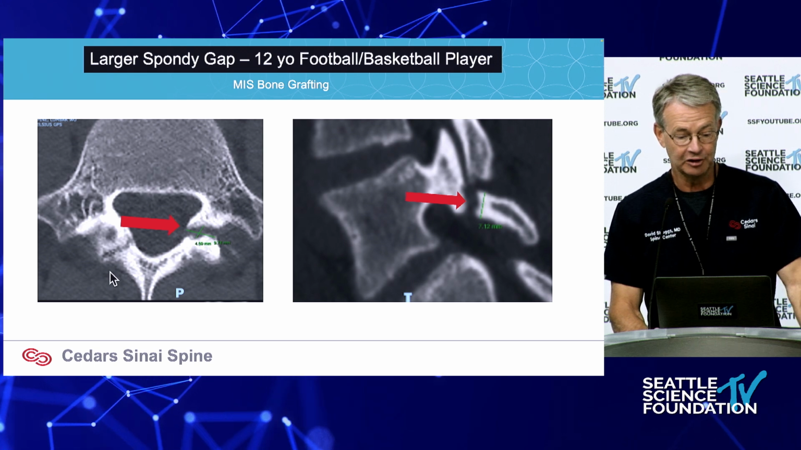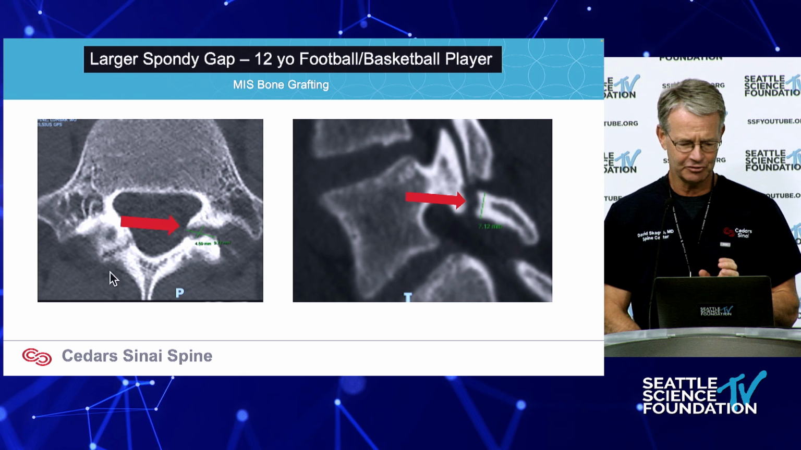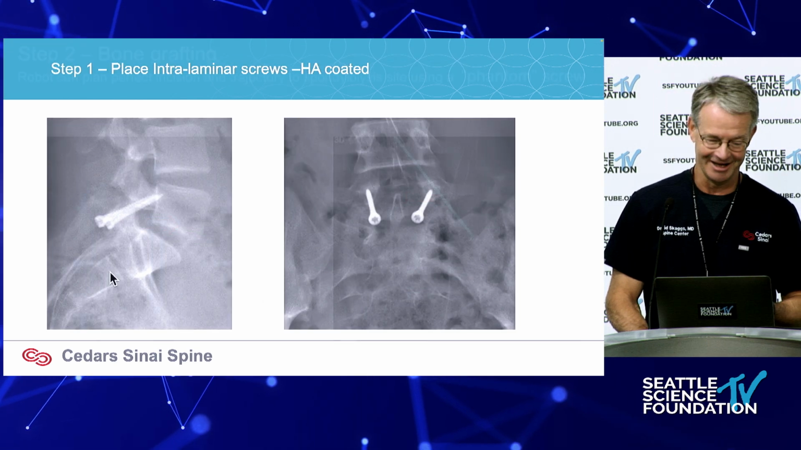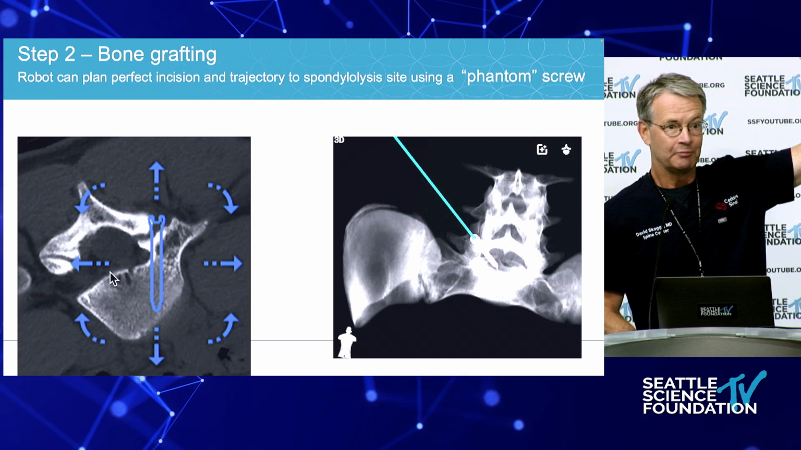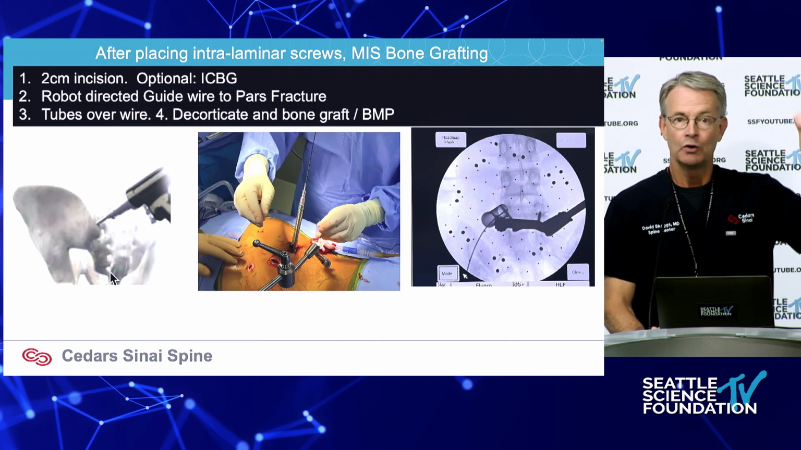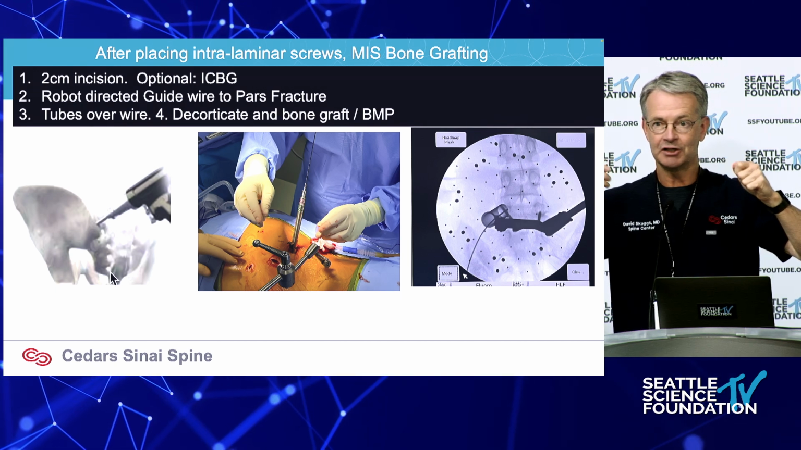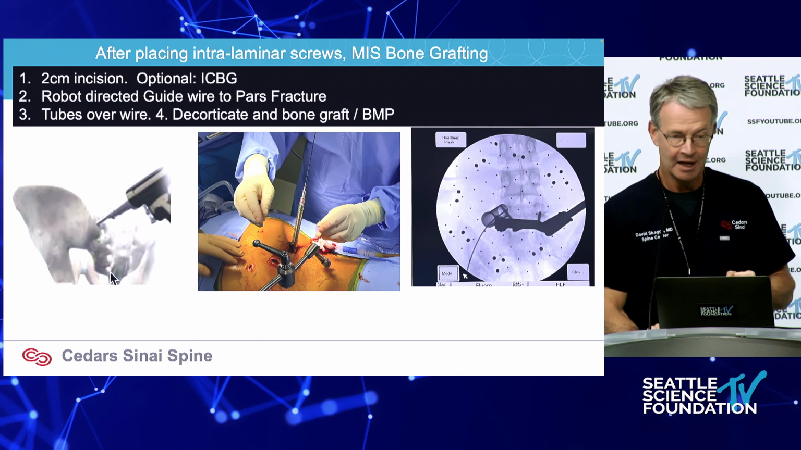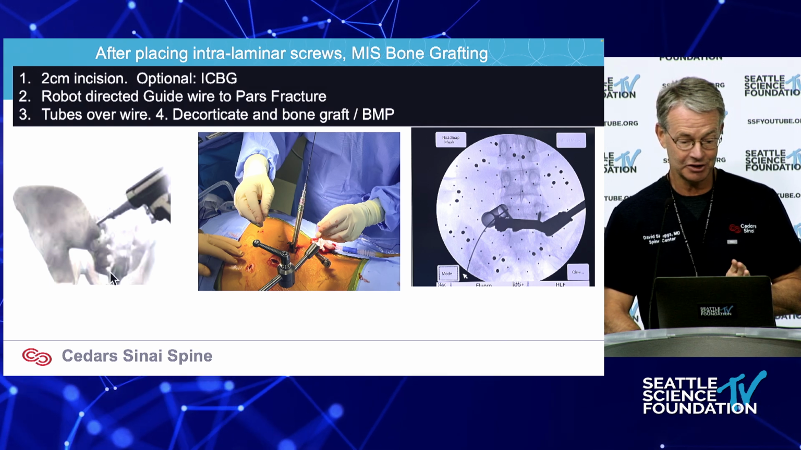So what about if we have a larger gap? Like here we have a 5 millimeter gap. Probably just putting a screw across this won't work. So how do we do it? Step one is just put a screw across it. Step two is plan a phony screw with the robot. Plan a screw that's going to go right to the spondylolysis site. And then we can pass a guide wire right to the spondy site. As we have that incision, we could sneak an Acumed bone graft harvester into the iliac crest if we want to. And if we want to, you go medial to miss the cluneal nerves, as the earlier study showed.